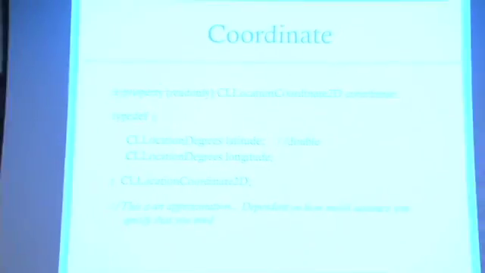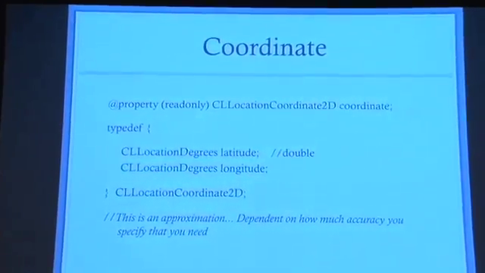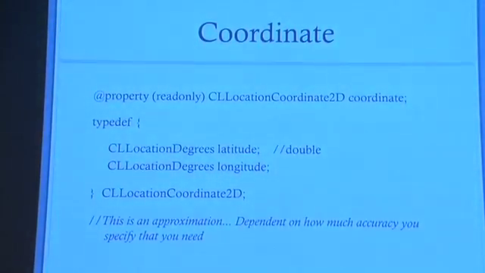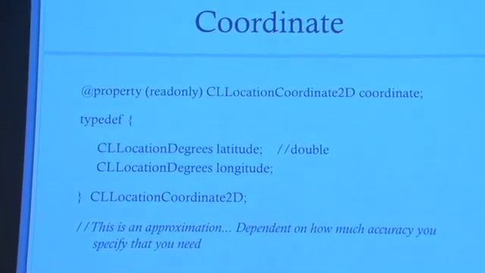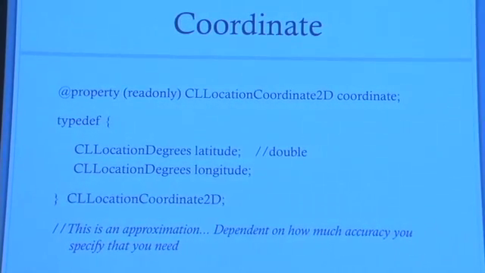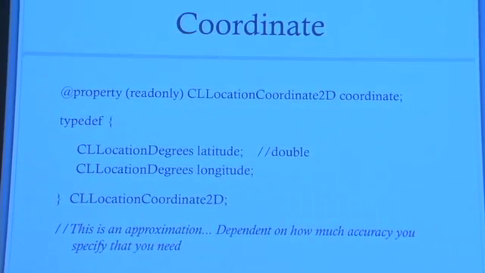So the most important property is probably the coordinate. This is a read-only C struct with latitude and longitude. And this is just an approximate location, and it's going to be dependent on how much accuracy you specify that you need in your application.